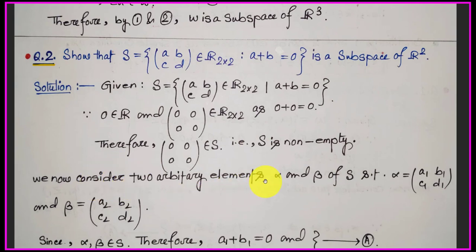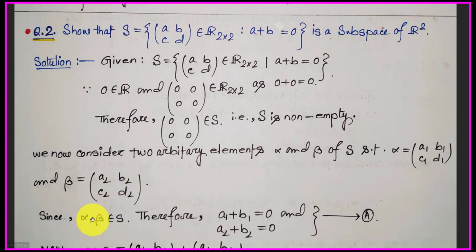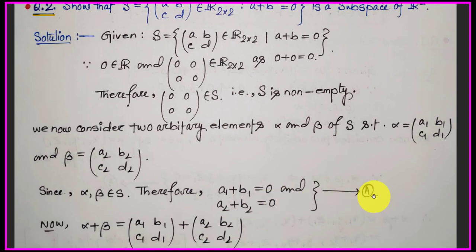We now consider two arbitrary elements alpha and beta of capital S, such that alpha equals A1 B1 C1 D1 and beta equals A2 B2 C2 D2. Now we have to find alpha plus beta. First, as alpha and beta belong to the set capital A, we can say A1 plus B1 equals 0 and A2 plus B2 equals 0. Let us mark this as equation number A.